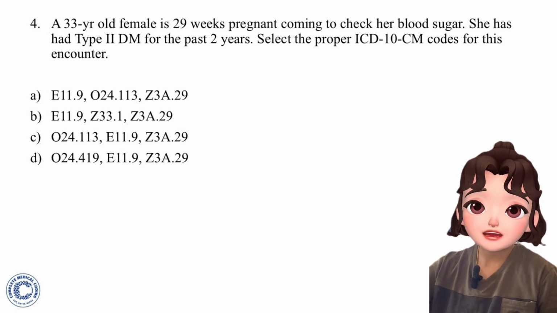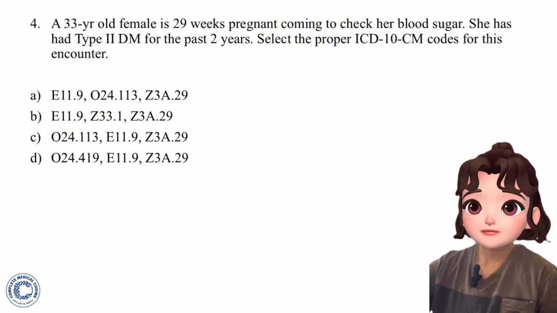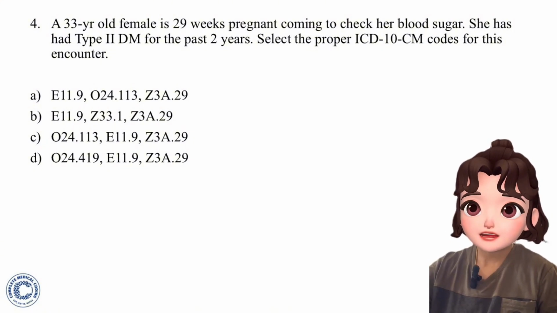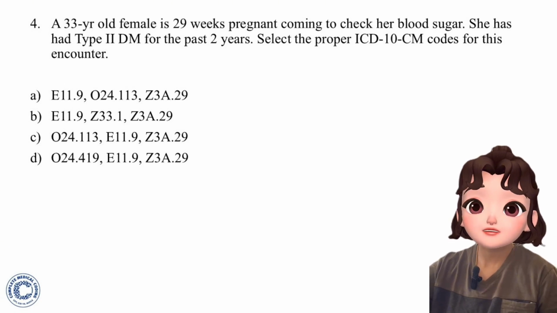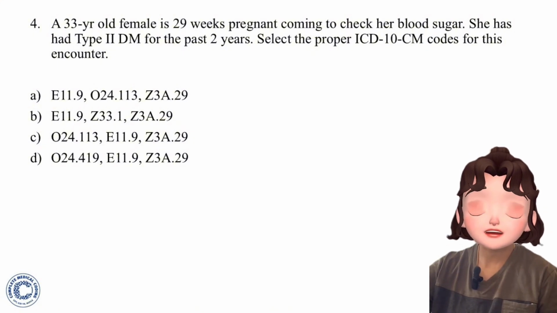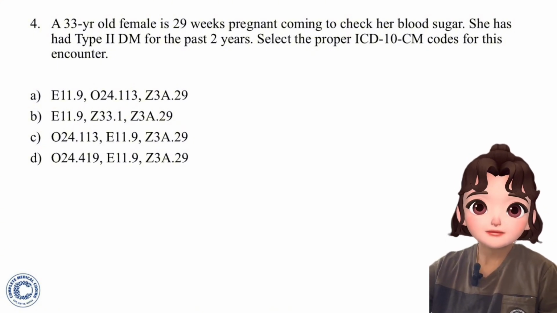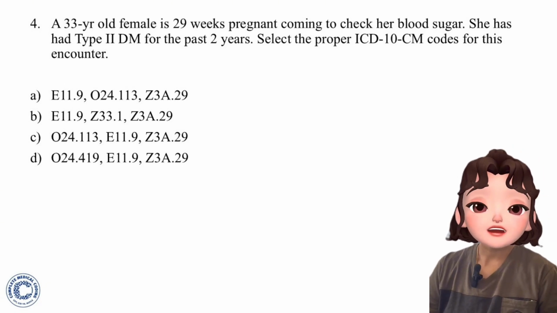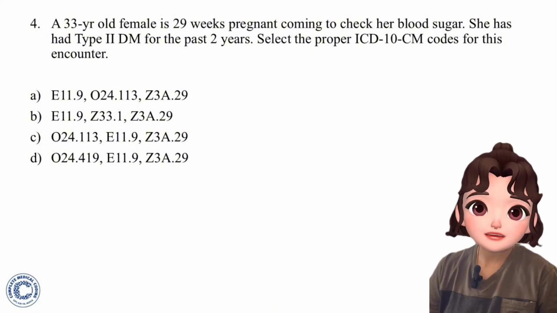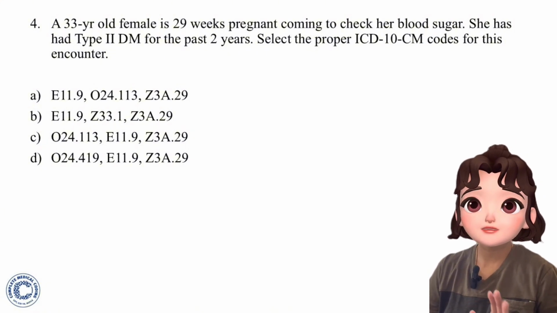If you go to option D, the other O code, O24.419. What is O24.419? If you check the description, don't be confused. O24.419 is gestational diabetes mellitus in pregnancy, unspecified control. This is not gestational diabetes because the patient was already having diabetes 2 years before. It's not like a history. Since 2 years, she's having diabetes. So you can't code for gestational diabetes. This is not the diabetes which occurred in pregnancy, but she's already having it. So you can't code gestational diabetes.